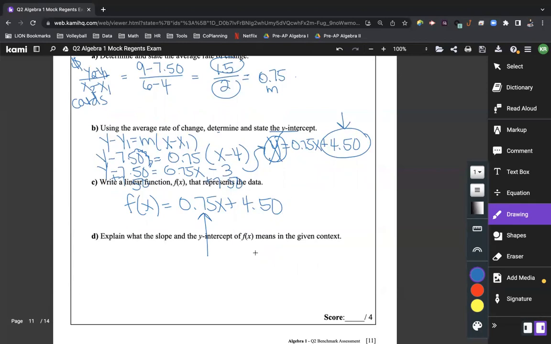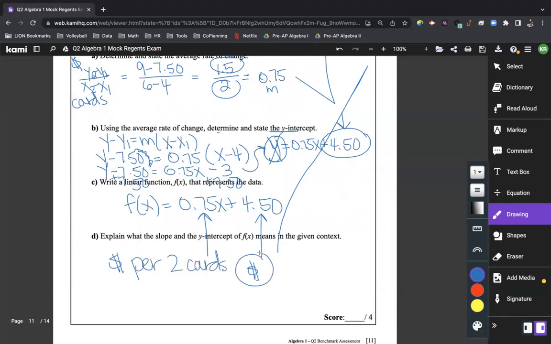And this starting point right here, this is, oh, where's my, I don't want to write. Please hold. Oh, there it is. Okay. So this is telling me how much I'm starting with, how much money I started with, okay? So the y-intercept is telling me how much money I make per 2 cards, right? And this is telling me how much money I started with to invest in my business or to begin the card making, okay?